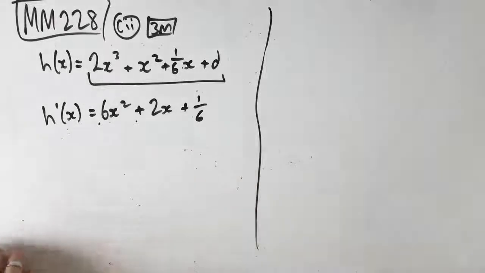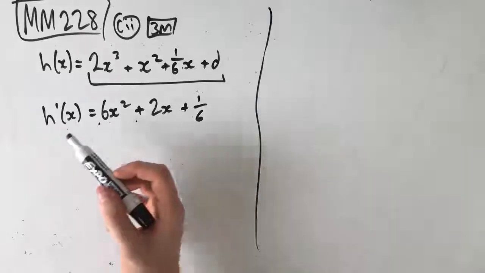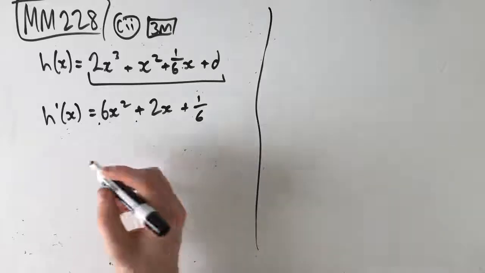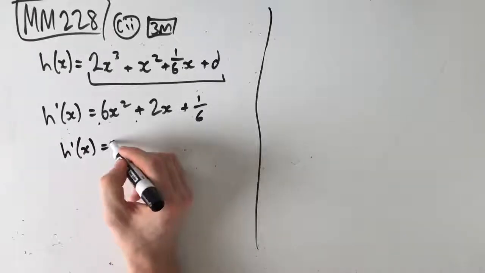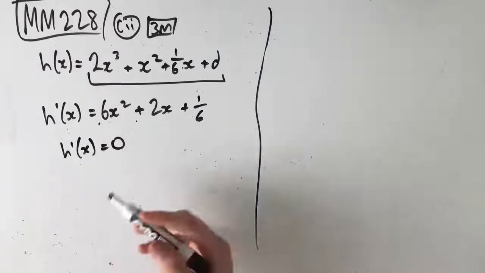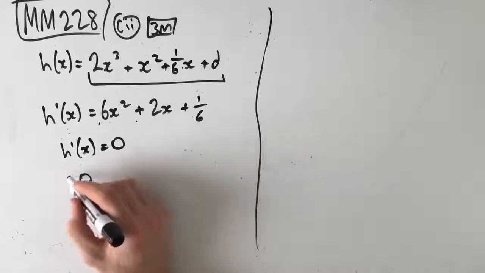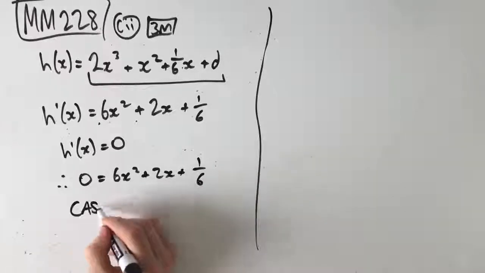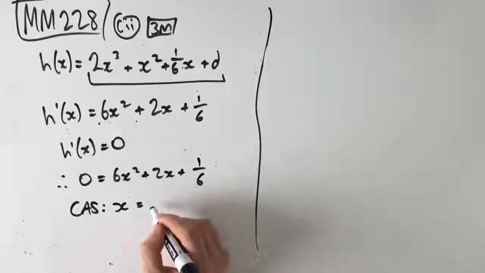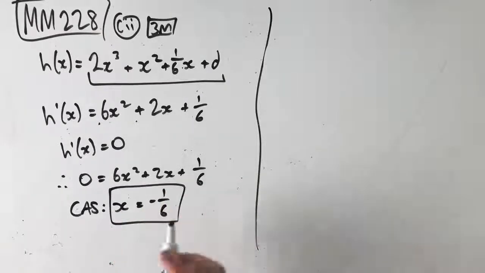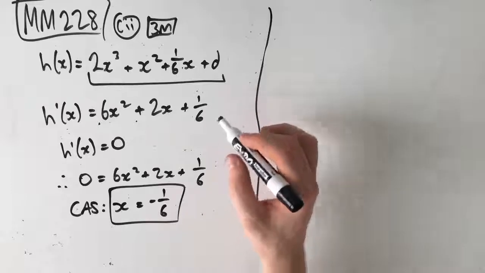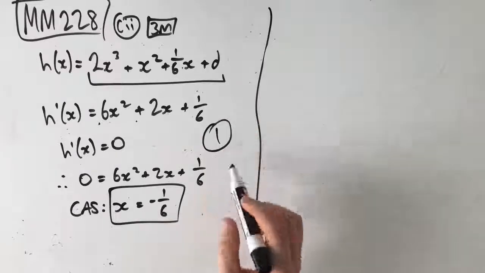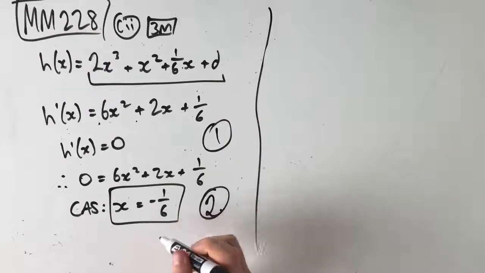So we know that our derivative is equal to this, and we know that the stationary point is what we're looking for, right? So we know that h dash of x is equal to 0 because it occurs at a stationary point, and we're going to use this to find our x value of where this occurs, which means that 0 is equal to 6x squared plus 2x plus 1 on 6. Now, according to my CAS, our x value is equal to negative 1 on 6. And this is like the recognition that the y and the x value are going to be the same is sort of your first mark. So like as you go along here, your second mark is finding the x value of the stationary point.